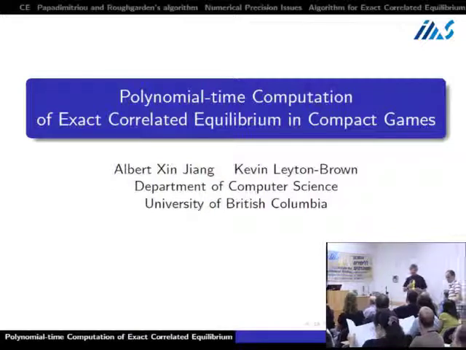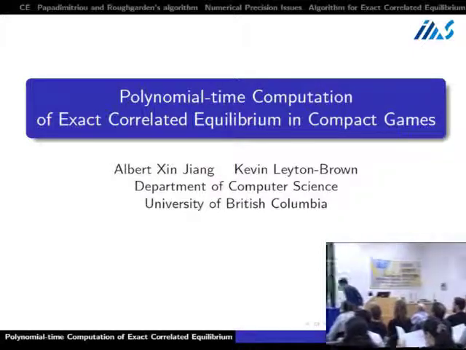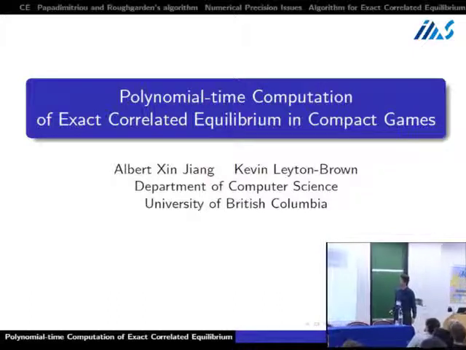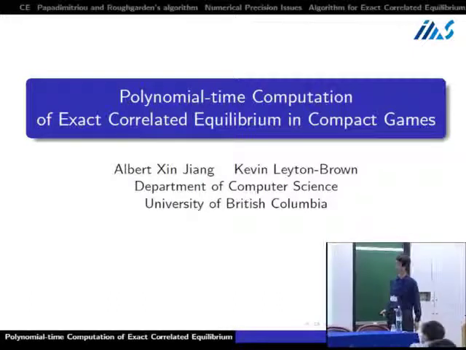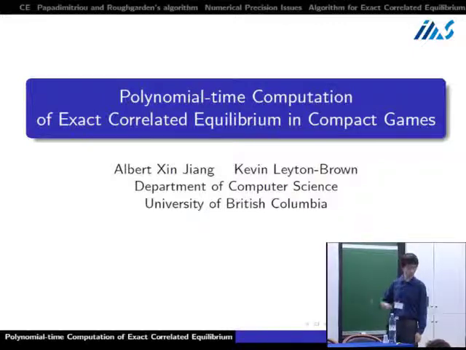So the last speaker of this mini session is Jiang, and he's going to talk about the computation of correlated equilibrium. Okay, thank you. So, this is joint work with my advisor, Kevin Nathan Brown. Oh, let's see if this works.